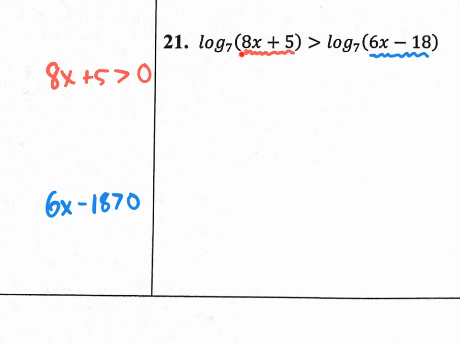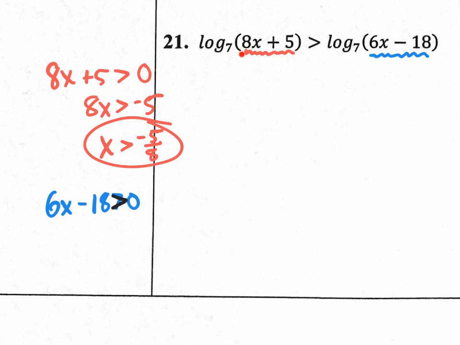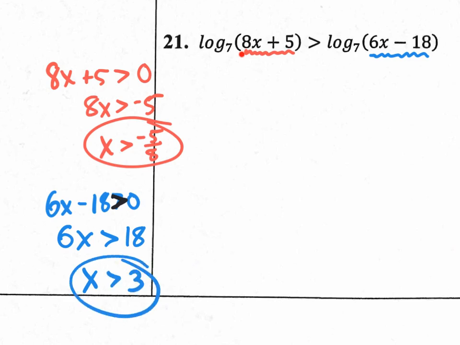On the red one, when you subtract 5 on both sides, you'll have 8x, and I'm not going to show all my work, is greater than -5. Then my final step would be to divide both sides by 8, and you'll get x is greater than -5/8. I hope everybody could follow along with that, even though I didn't show all my work. Now in this one, we have 6x minus 18 is greater than 0, so let's add 18 to both sides. Again, I'm not going to show my work, I'm just going to put 6x is greater than positive 18. Final step would be to divide both sides by 6, and you'll get x is greater than 3. I hope everybody sees that, even though I did not show my work.